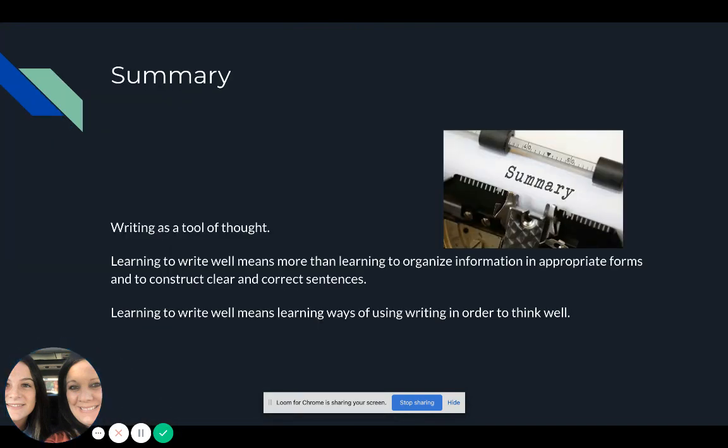What is a summary? Well, when you think about writing, you think about writing as a tool of thought. But what exactly is a summary? Is it just a tool of thought? Learning to write means more than just learning how to organize information, how to construct sentences, how to use appropriate forms. It's about learning how to write in order to think well.